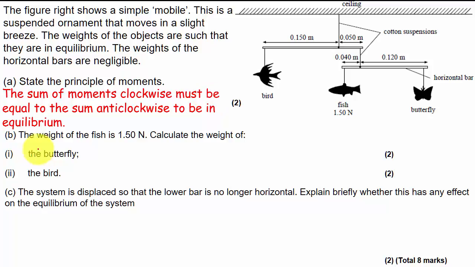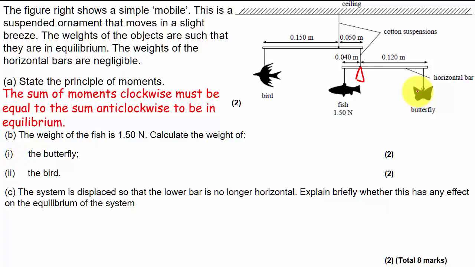Alright, the next step says the weight of the fish is 1.5 newtons. Calculate the weight of the butterfly. The fish, the butterfly. So you can basically ignore all of this and just look at this. Imagine you've got a little pivot here. It's quite a straightforward moment question.